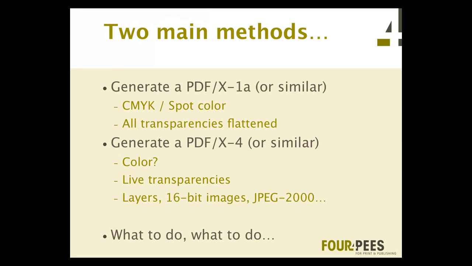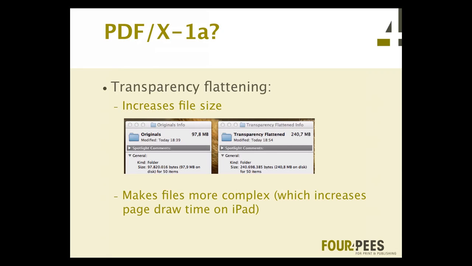So, which of the two? Well, we did some experimentation there. First route, PDF X1A. One of the things that you immediately mentioned, and again, this is just one example, but I'm including it anyway. This is a folder with 50 production files. The total size there is 97 megabytes or something around that. This is the same folder of production files that has been flattened, and the total size is 240 megabytes.